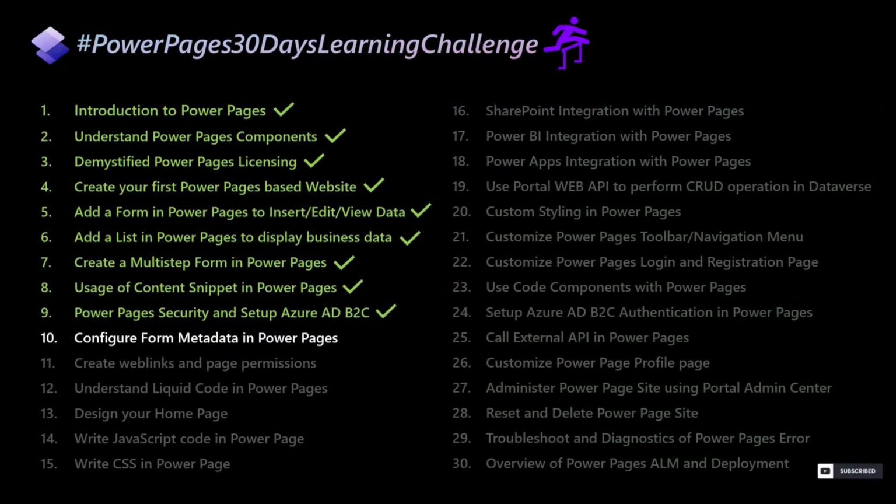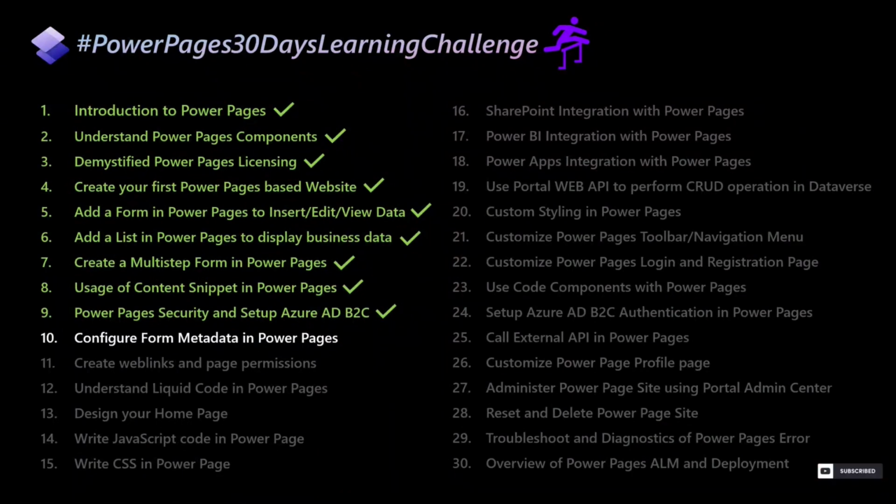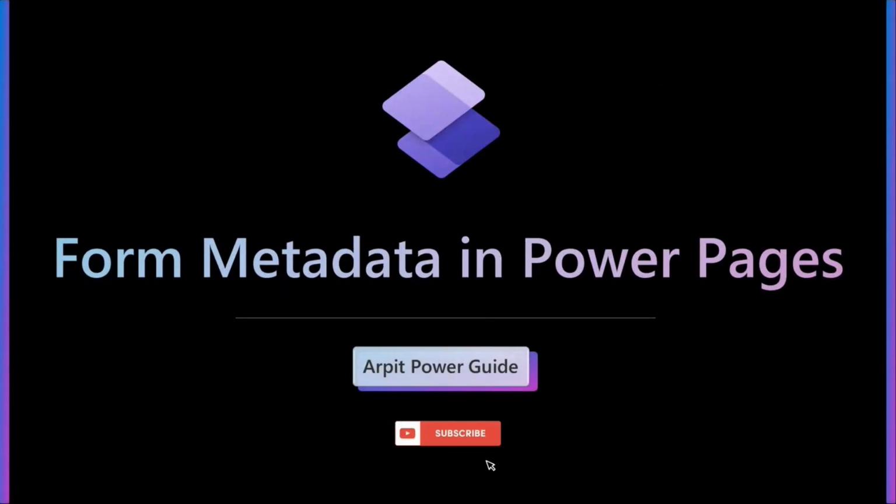Okay. Today we're going to discuss configuring form metadata in Power Pages. Form metadata is basically a property, a feature that you can find in the forms. We have two types of forms in Power Pages: the first is the basic form and the second is the multi-step form. We can use form metadata with both types of components. But before getting into the implementation, first let's understand what form metadata is and what the significance of it is.